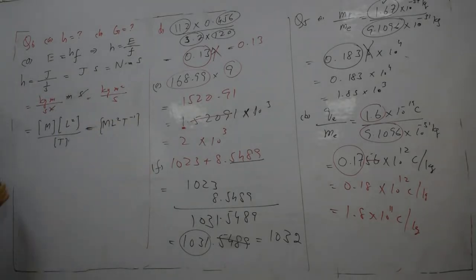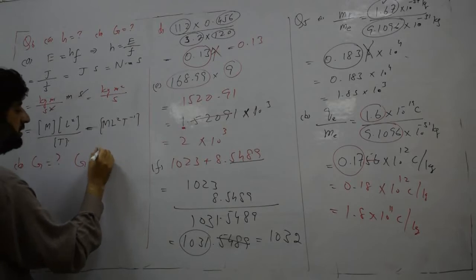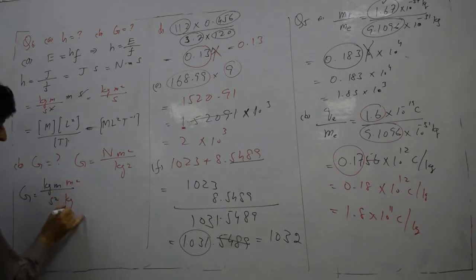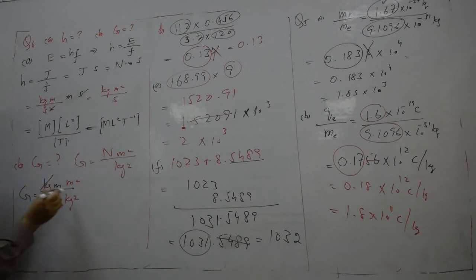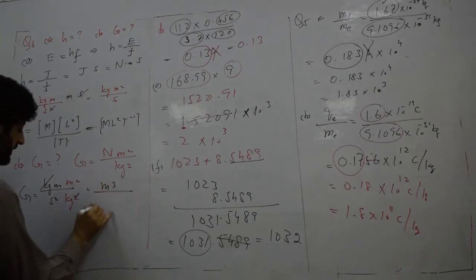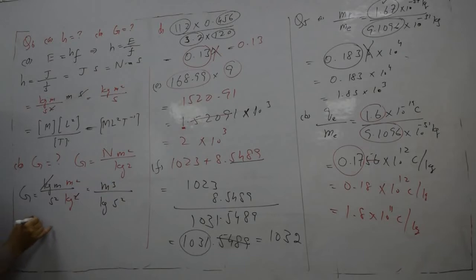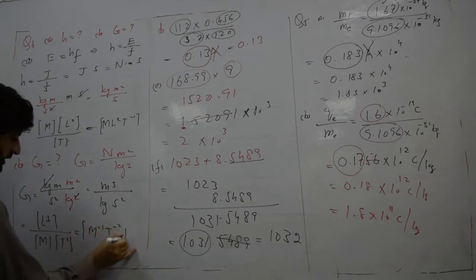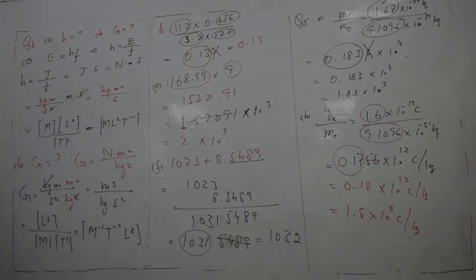Okay, now we have to find the dimension of G. So first tell me, what is the unit of G? The unit of G is Newton meter square per kg square. Okay, so what is Newton? Newton is equal to kilogram meter per second square, and meter square as it is, kilogram square as it is. Okay, so kilogram cancelled out, so it will be meter cube divided by kilogram into second square. So dimension of meter is L cube, dimension of kilogram is [M], and time is [T]. Shift the mass and time in the numerator, so its power will be negative. So M^-1 T^-2 L^3, that are the dimension of G, gravitational constant.